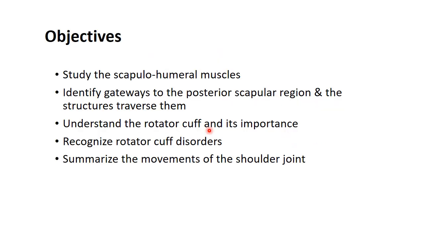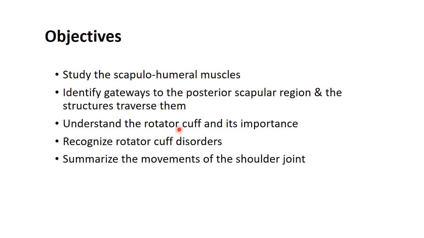So in today's lecture our objectives are to first study the scapulohumeral muscles. We enumerate the muscles, know each muscle, its insertion, origin, nerve supply, and action, and then identify gateways. The gateways, or passages, are specific areas through which structures pass. We should know their names and their boundaries, and the structures that pass through each of them.